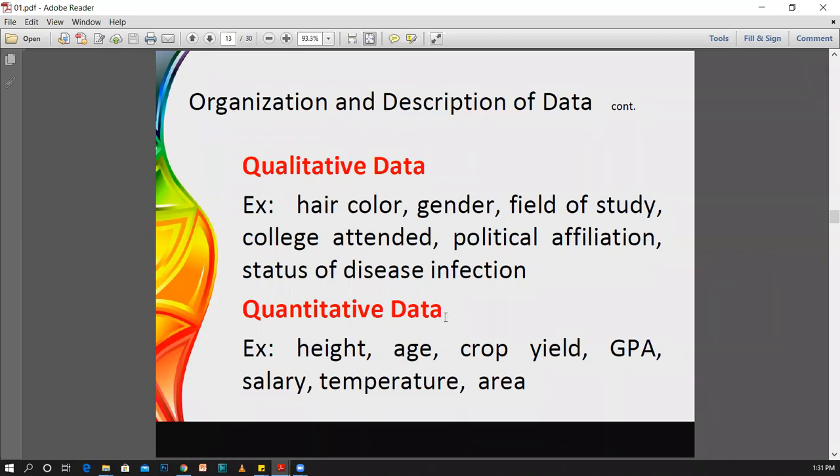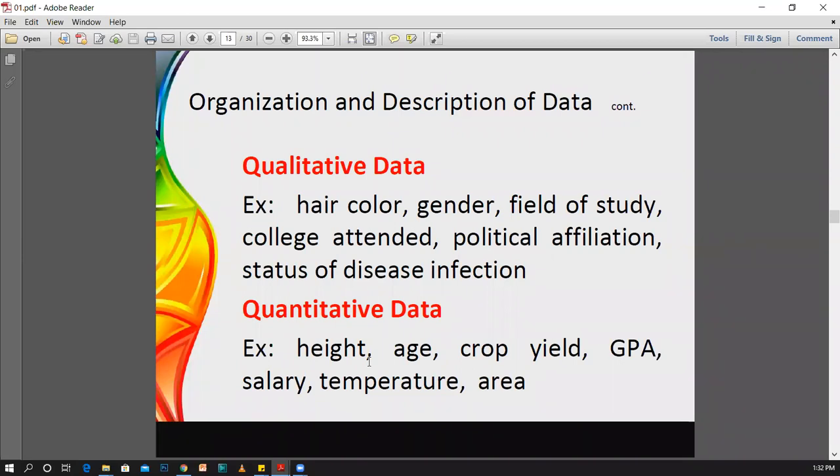If it is the quantitative data, it is actually based on a quantity. Then what we can have as examples: height, age, crop yield, GPA, salary, temperature, and area. Those are just some examples which we can consider under the quantitative data. If I ask what your height is, you may answer that my height is 163 centimeters, 130 centimeters, or 150 centimeters. Likewise, you may have the numeric value.